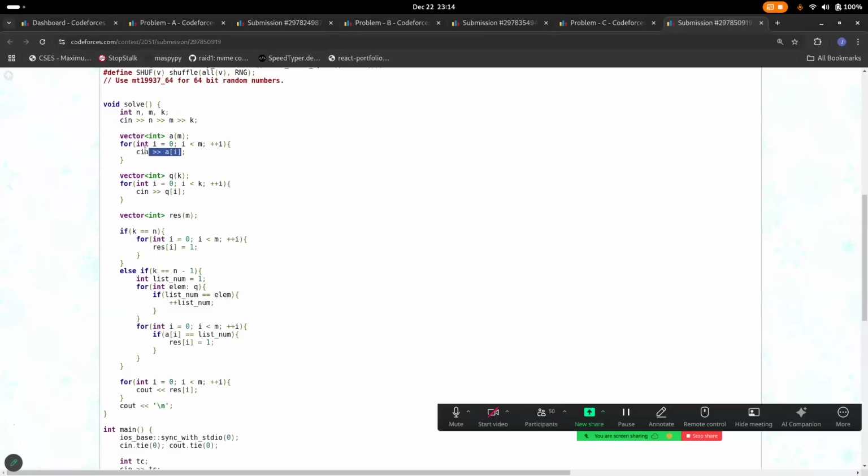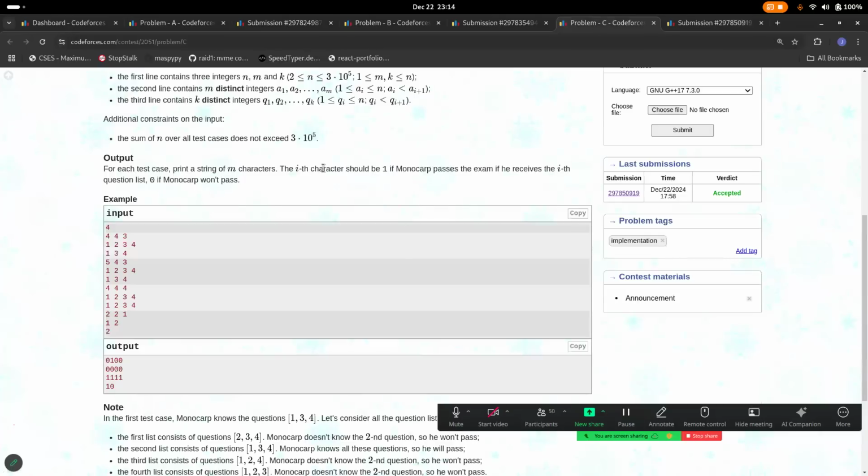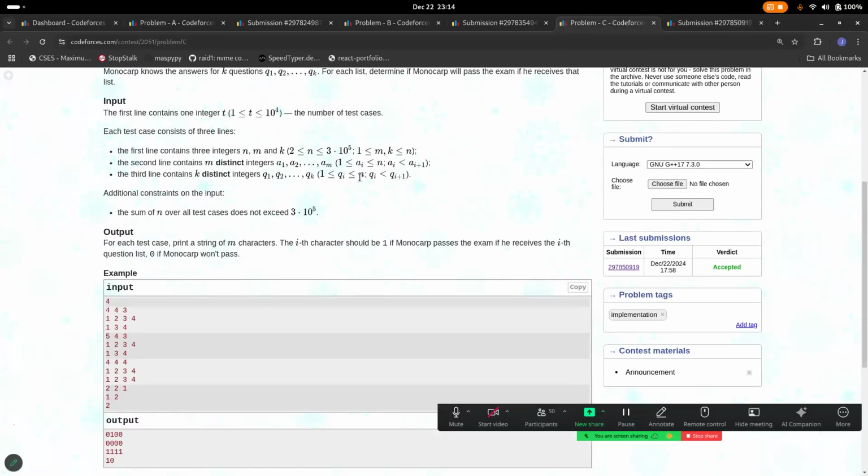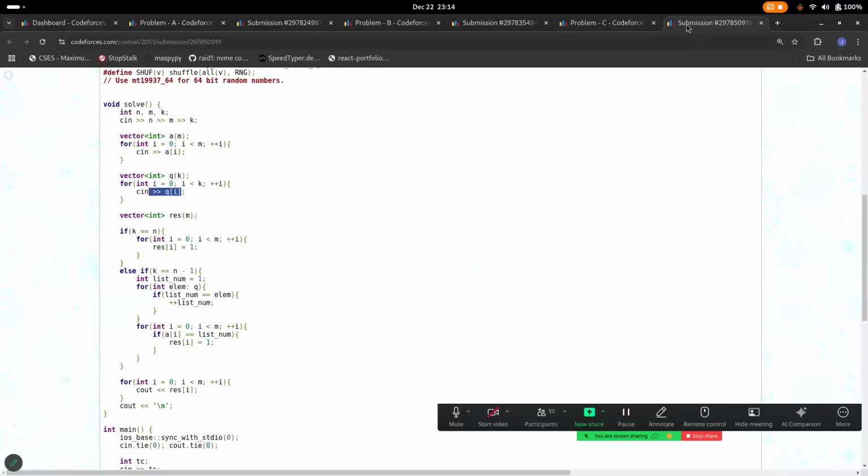A of I indicates that the ith list has all questions other than a of I. And then we take q of the k numbers, q of I, which indicates that we can solve the ith question. And also according to the question, both of these lists are sorted and unique. So basically q of I is strictly less than q of I plus 1.